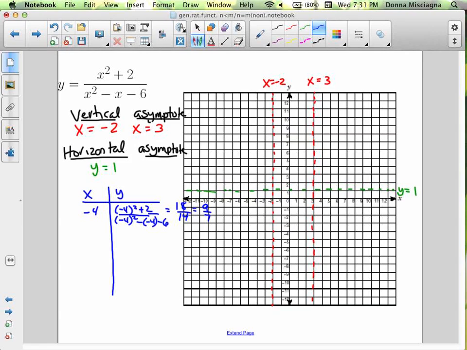And negative 5. I don't know why I didn't put -5 first, a smaller number. It's all right. -5 squared plus 2 over -5 squared minus a -5 minus 6. Right, so -5 squared is 25 plus 2 is 27. So this should be smaller than 9/7, because as x gets larger, the graph's got to go to the horizontal asymptote.